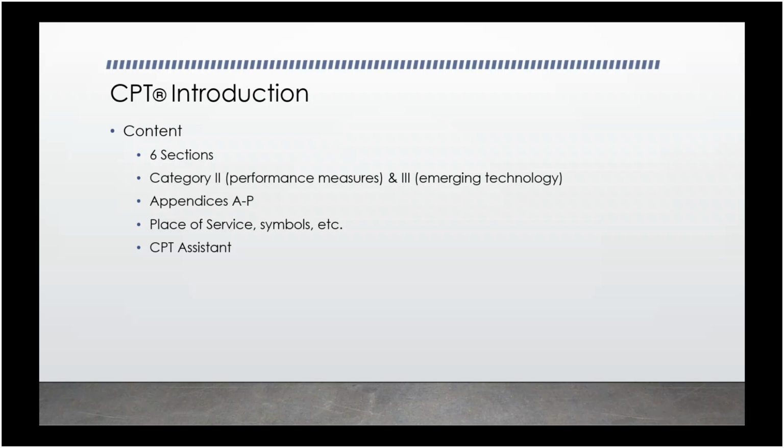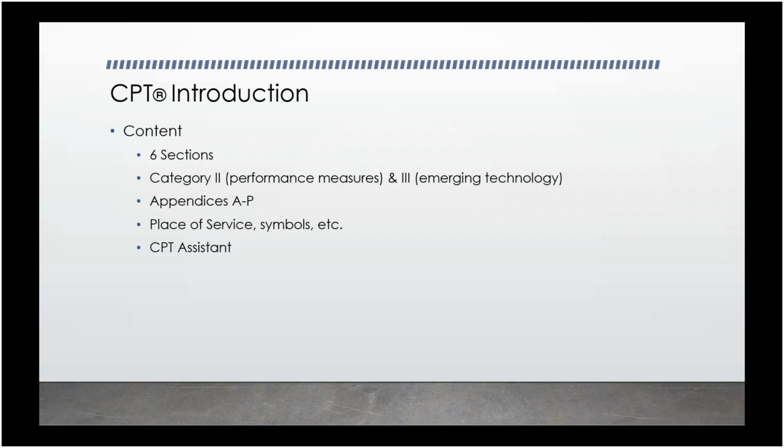Category 3 is for temporary codes or emerging technology. We don't always have a CPT code, and so a lot of times after they've been in the emerging technology, they will create a permanent CPT code. But until that occurs, we use the emerging technology.